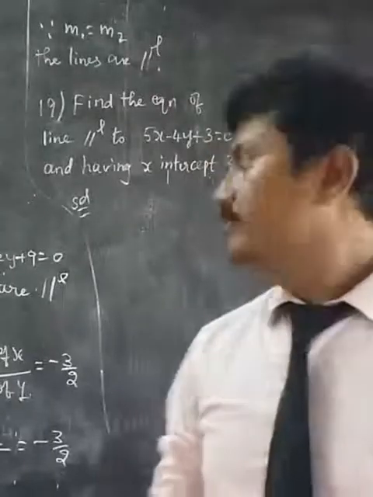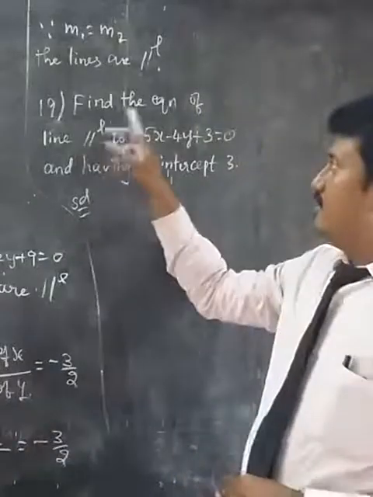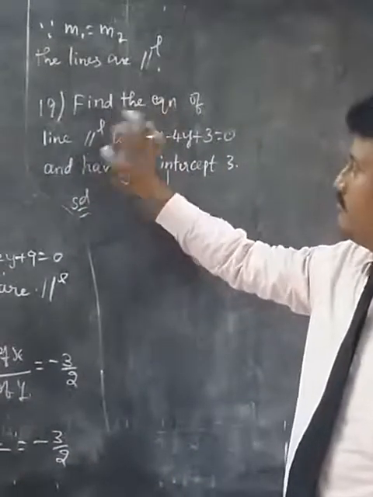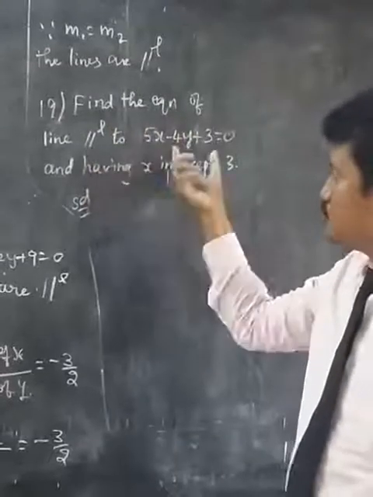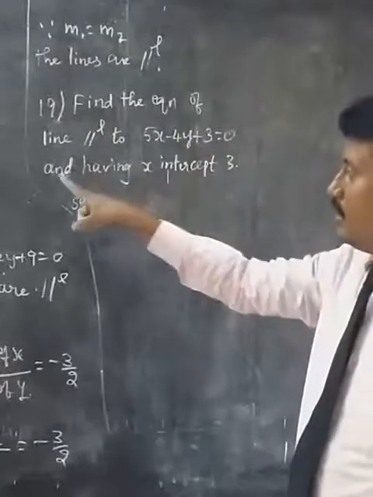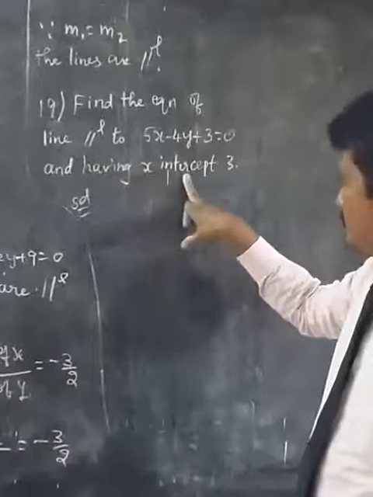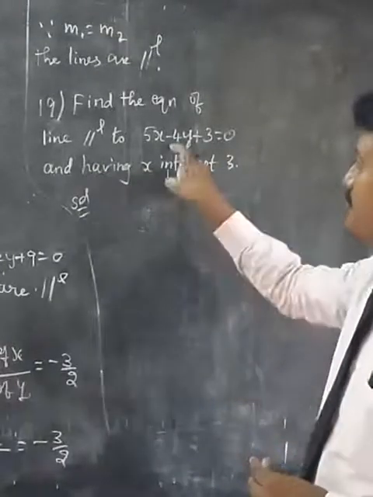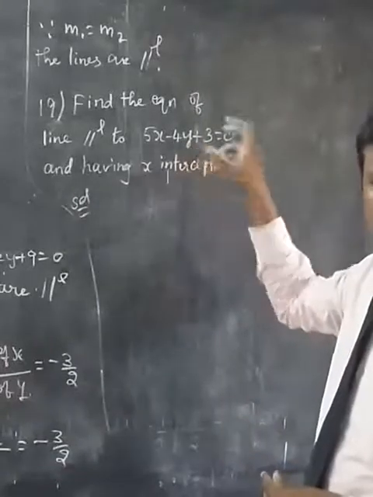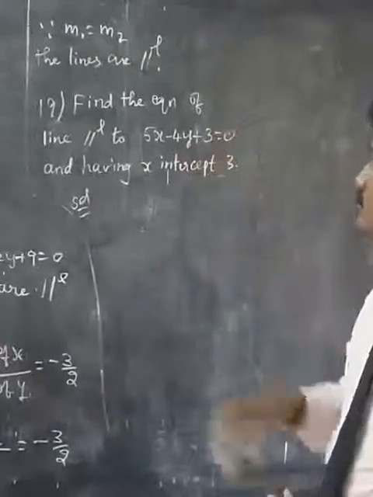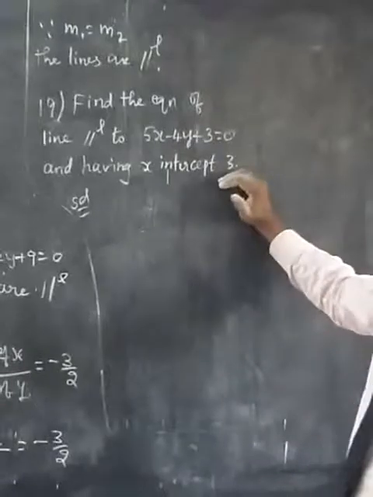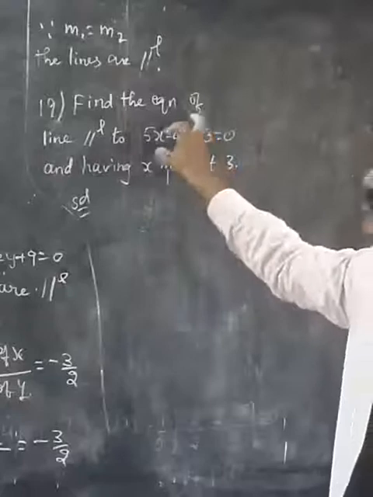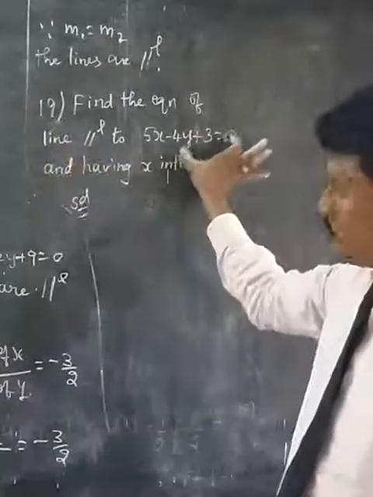Problem number 19. Find the equation of the line parallel to this straight line and having x intercept 3. So we need to find a straight line which is parallel to this. Another clue given to us is that the x-intercept value is 3. So this is the clue given to us. We need to find the equation of the straight line which is parallel to this line.